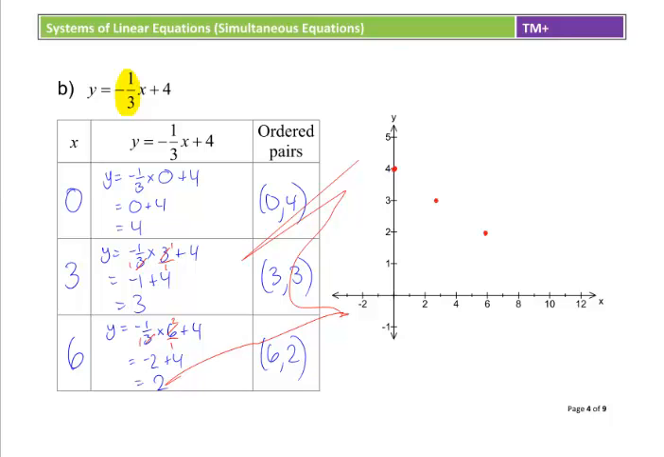Excuse the line that went across then. It's a bit hard to draw a line on the computer. Okay, so not extremely accurate because I am drawing it on the computer, but you get the idea.